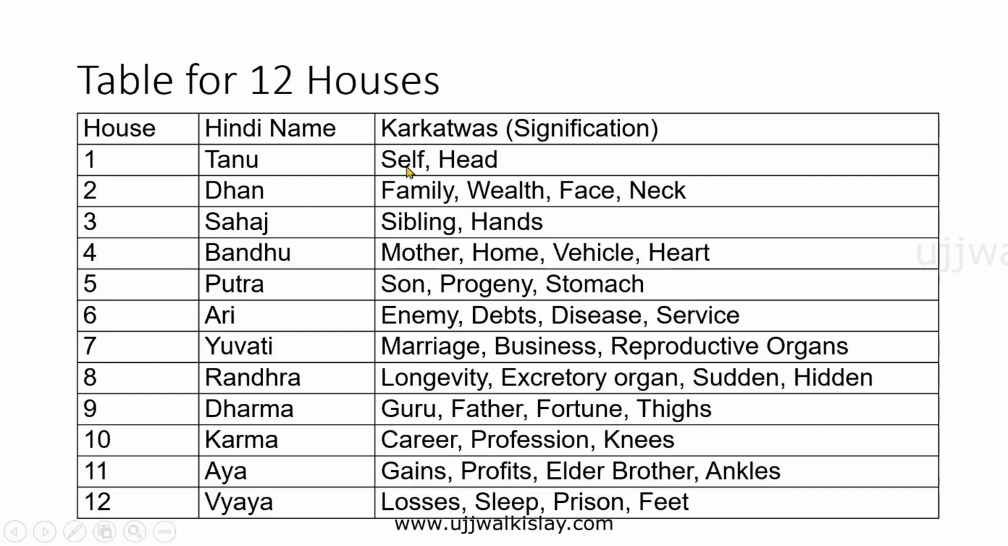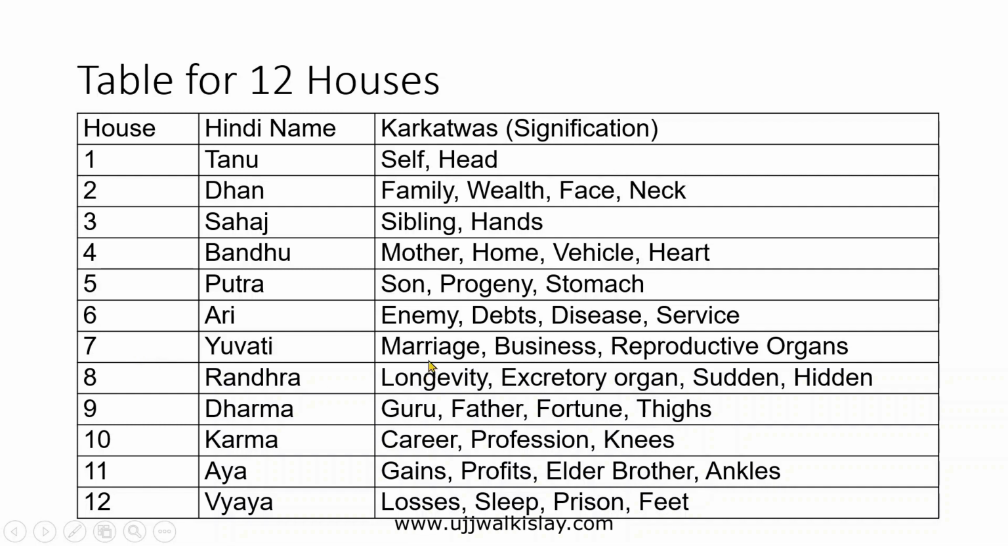The first house stands for the self and the head. The second house rules family, wealth, face, neck, etc. The third house is related to siblings and hands. Fourth house is related to mother, home, vehicle, heart, and many more other significations. The fifth house is associated with son, progeny, stomach. The sixth house is related to enemy, debt, disease, service.